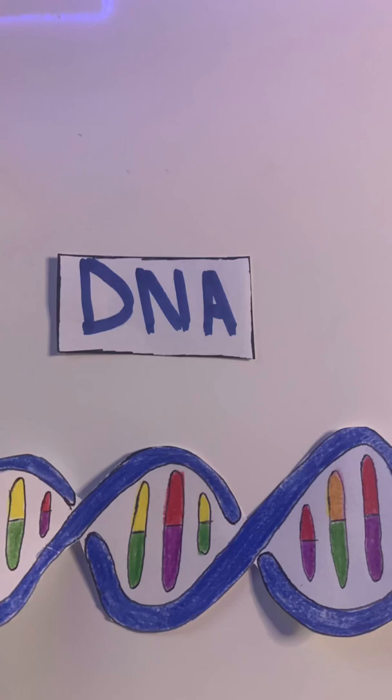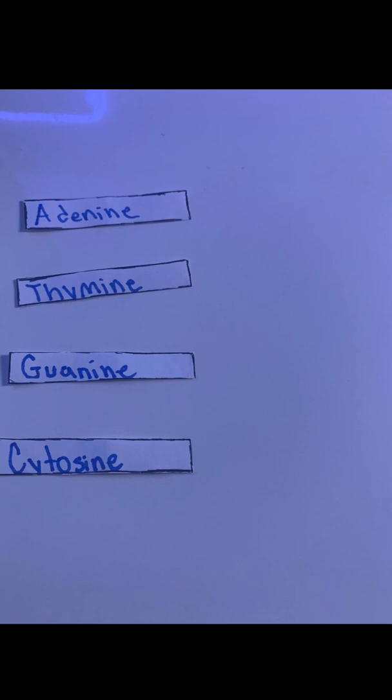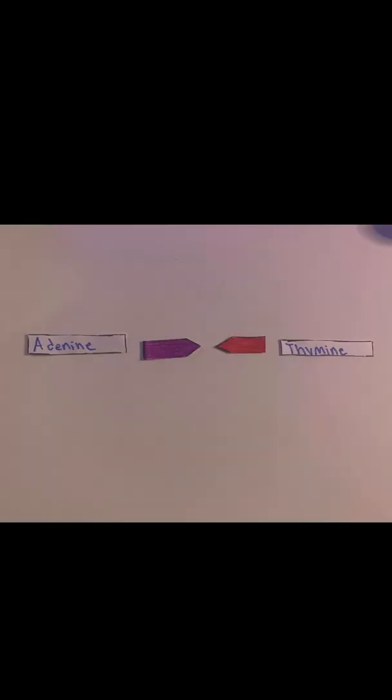Deoxyribonucleic acid, better known as DNA for short, is a molecule responsible for all life as we know it. The most notable part about DNA is its complementary base pairs. These base pairs are adenine, thymine, guanine, and cytosine. They are nitrogenous bases and only bind to their respective counterparts via hydrogen bonds. Adenine binds to thymine and guanine binds to cytosine.